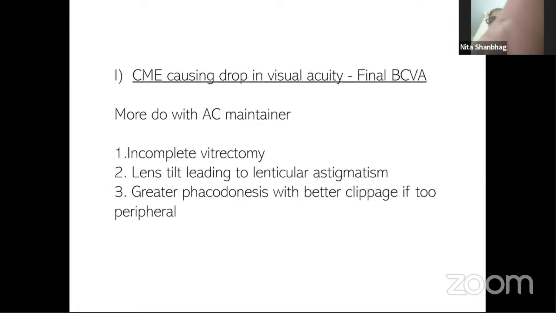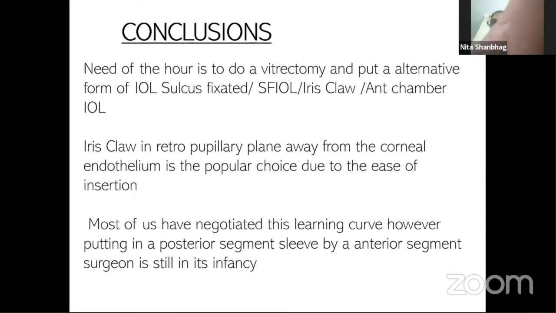Cystoid macular edema was more common with an anterior chamber maintainer because of the incomplete vitrectomy, lens tilt leading to lenticular astigmatism, and greater phagocytosis with lesser clippage if too much is clipped in the periphery. In conclusion, the need of the hour is to do a vitrectomy and put an alternative form of IOL. It could be a sulcus fixated IOL, iris claw, or anterior chamber IOL.